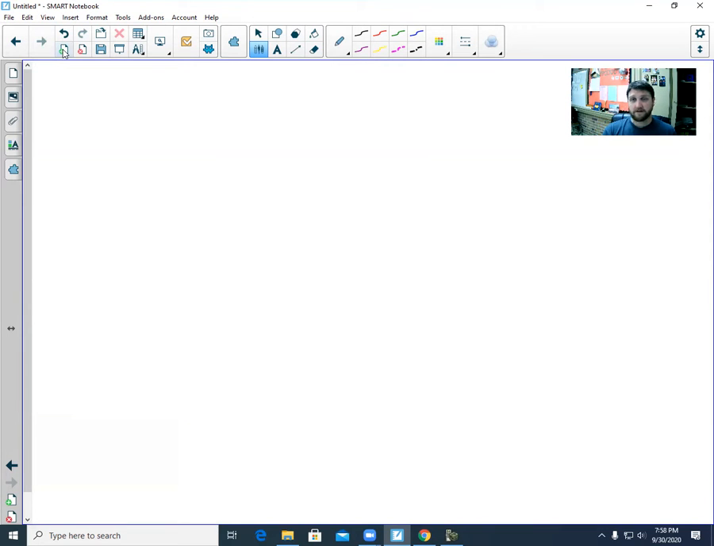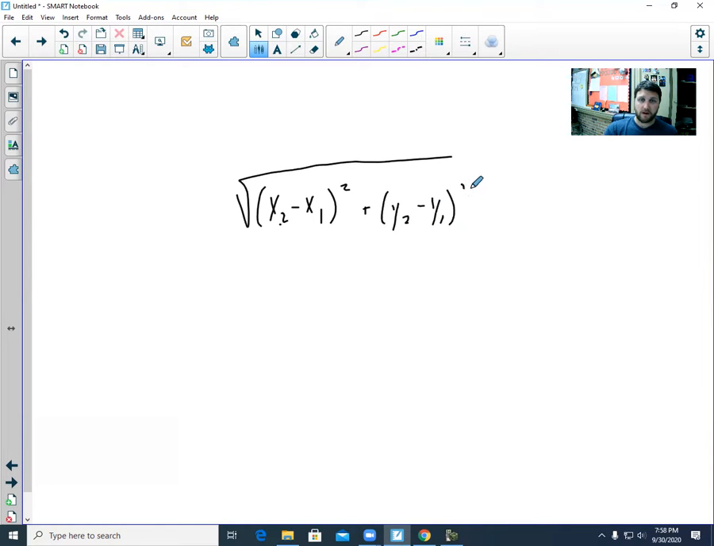Okay. The next thing that the book wants you to be able to do is use the distance formula. Remember, with the distance formula, it looks like this. It's the square root of x2 minus x1 squared plus y2 minus y1 squared.